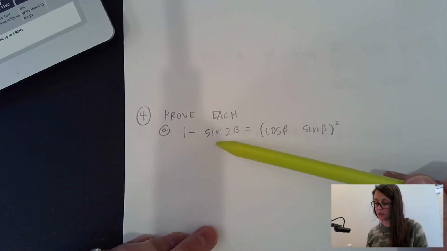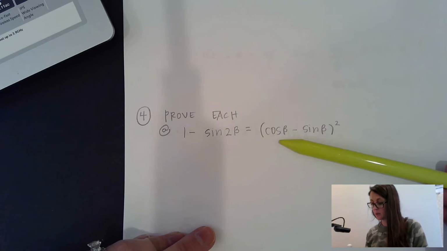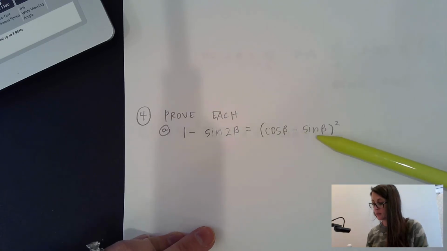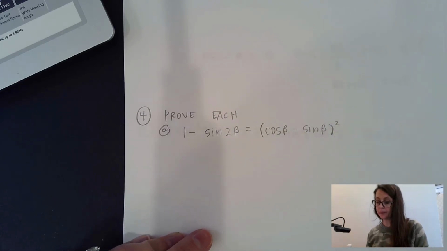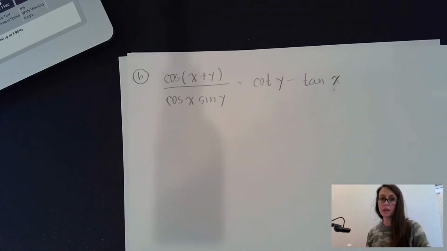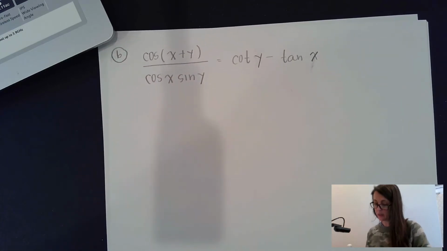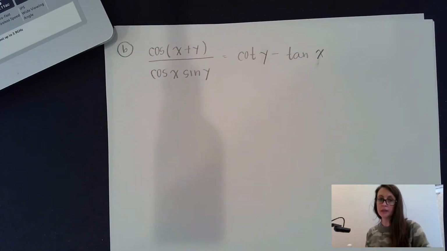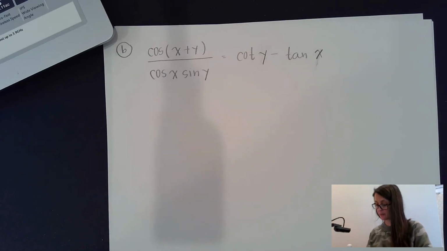It says 1 minus sine of 2b is equal to cosine of b minus sine of b, all of that squared. So remember, I just want to prove it. And then cosine of x plus y over cosine of x times sine of y is equal to cotangent of y minus tangent of x.